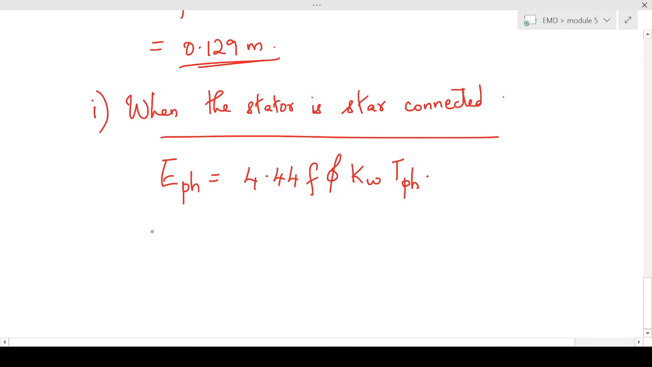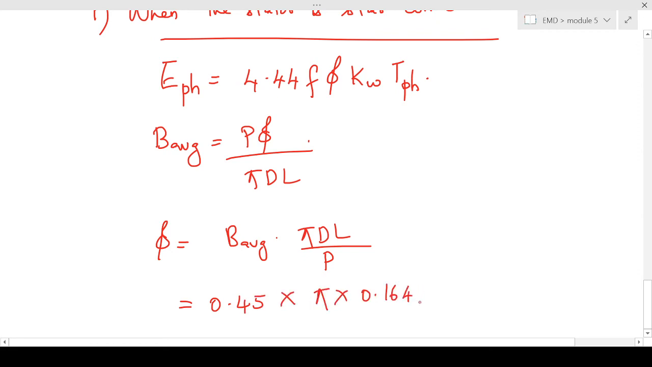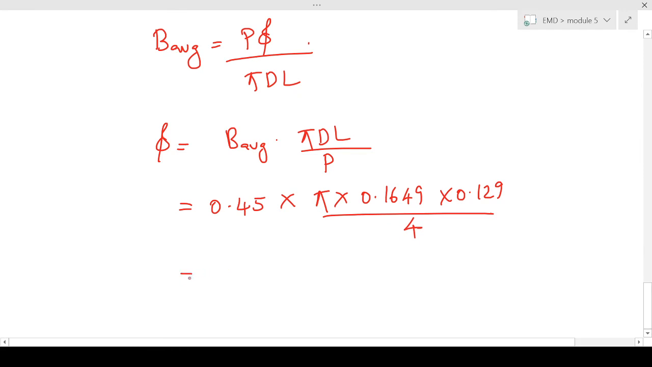So in order to find flux per pole, we know that B average, that is the specific magnetic loading, is equal to P phi divided by pi D L. From this, we'll get flux per pole phi as B average into pi D L divided by P. So B average is given in the question as 0.45, that into pi into D is 0.1649 into 0.129 divided by 4. So we'll get the flux per pole as 0.0075 Webers.